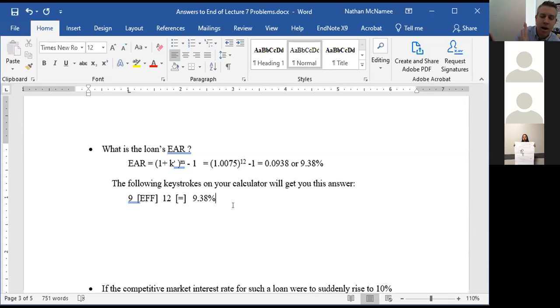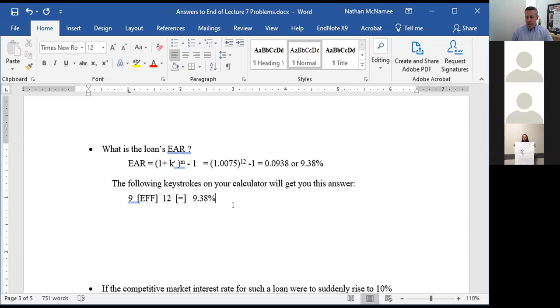Oh, sorry, nominal is 9%. I got it backwards. I apologize. So I got the wrong answer because I put 9 for effective, but in reality, we're trying to put 9 for nominal. Okay, so let's instead put 9 and hit enter for nominal. So you can probably see that 9. And then we're going to compute effective. Sorry, I computed effective annual rate, and that's 9.38.